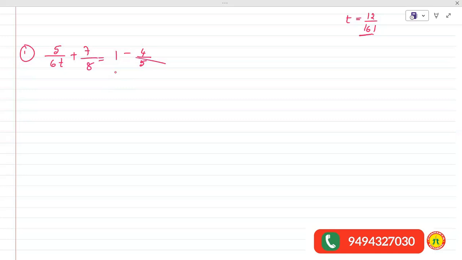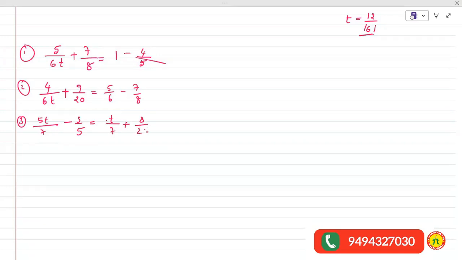Sir, can we transpose the 7 by 8 to the other side, right? Yes. It will become minus, constant terms. Yeah, constant terms. Yes, sir. 1 by... Okay, minus 32. Times... 140. So we should solve this now.